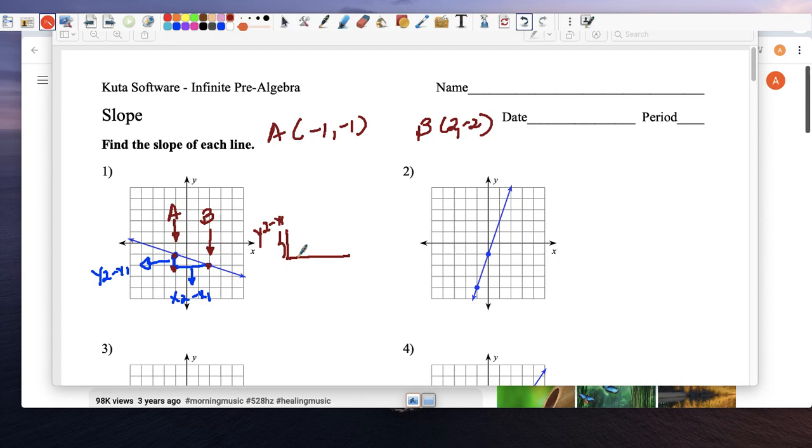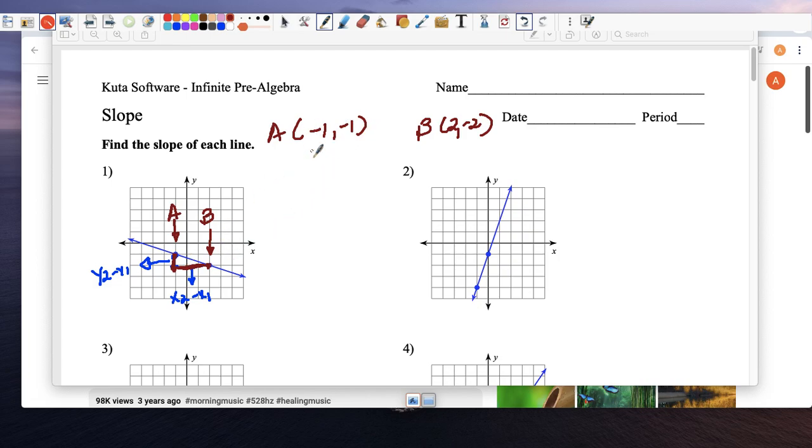And this distance going horizontally is your x2 minus x1. You're subtracting this point on the x-axis minus this point on the x-axis, and then you're subtracting this point on the y-axis minus this point on the y-axis. So that's what we're doing. That's why they call it rise over run. The rise over the run, which is your horizontal line.